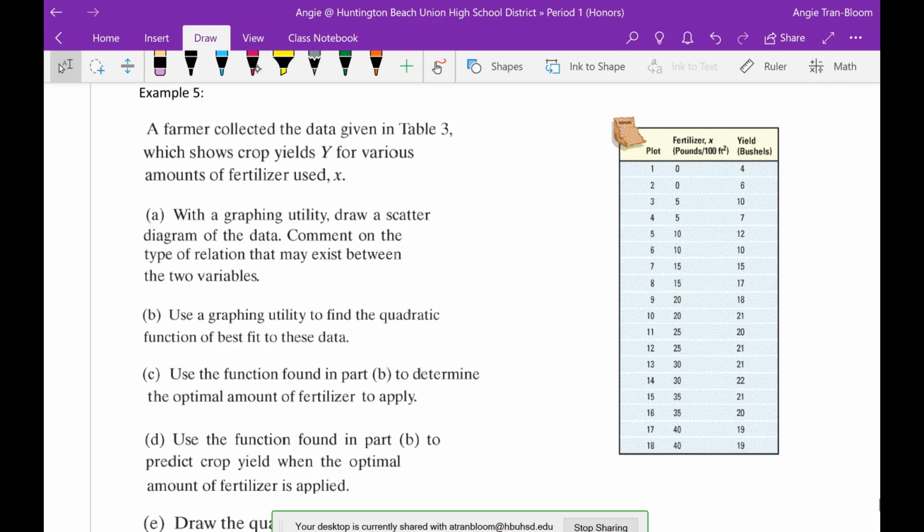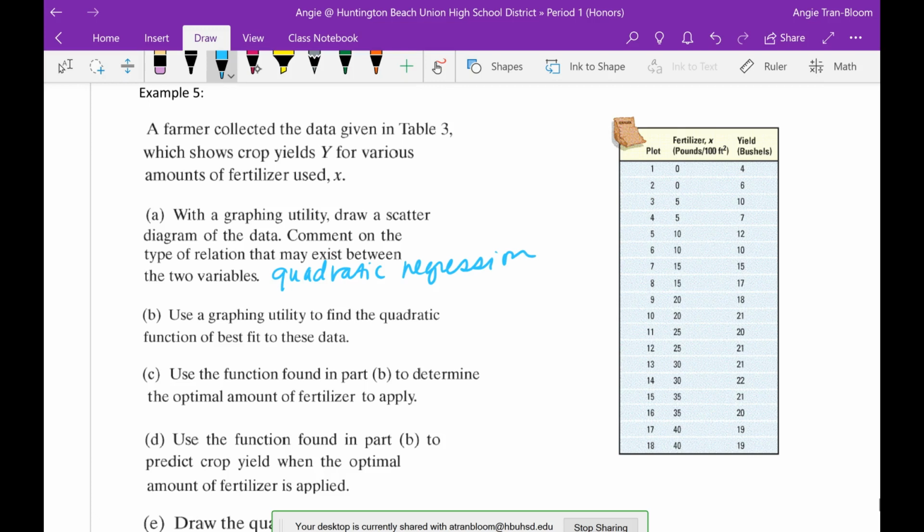Okay, so part A, let's answer the question before we wrap it up. A said, comment on the type of relation. What kind of relationship do you see? Linear relationship, quadratic relationship, cubic relationship? Quadratic, okay. Quadratic regression.